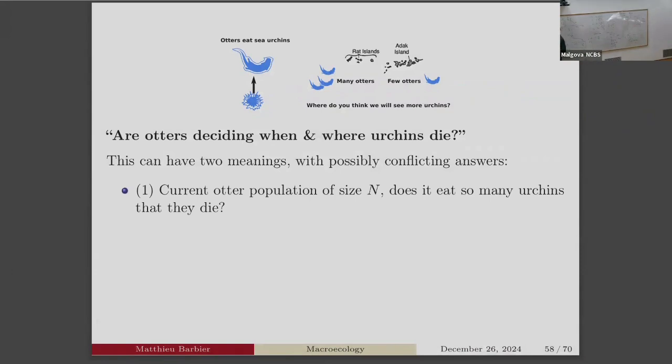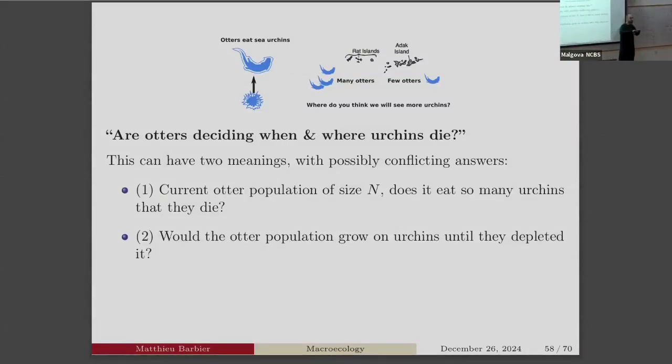So one way of interpreting it is, if you give me an otter population of size n, does it eat many urchins? So is it changing the dynamics of the urchin a lot? Or if I let the otter population grow, if I let its dynamics happen, will that dynamics be the one fixing the population of urchins? Is the dynamics of the otter controlling the population of urchins?